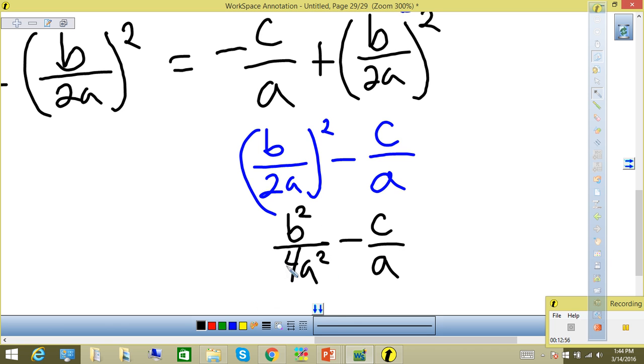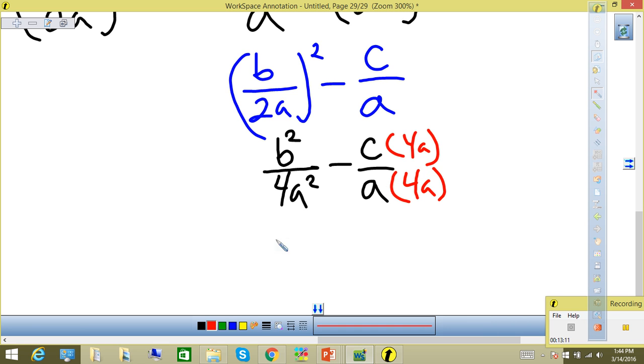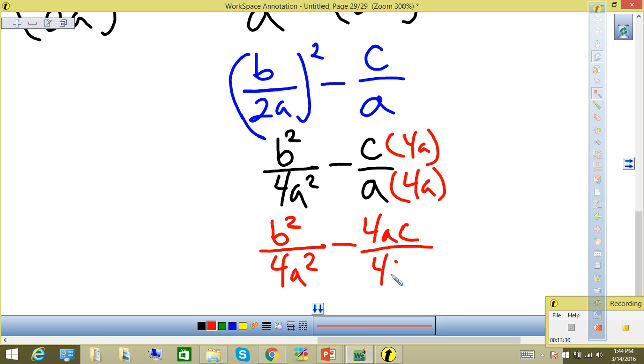To subtract these two fractions, we need a what? A common denominator. What do we need to multiply by? 4a times 4a. Therefore, we're left with b squared minus, what is 4a times c? 4 what? 4ac in alphabetical order, right? Over 4a squared.